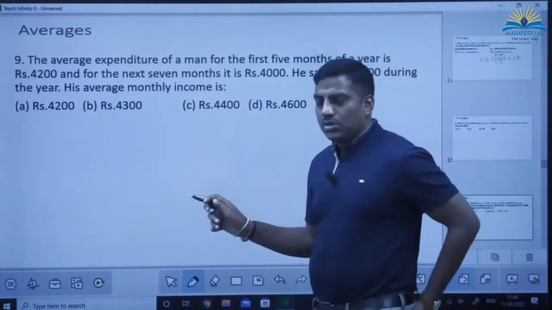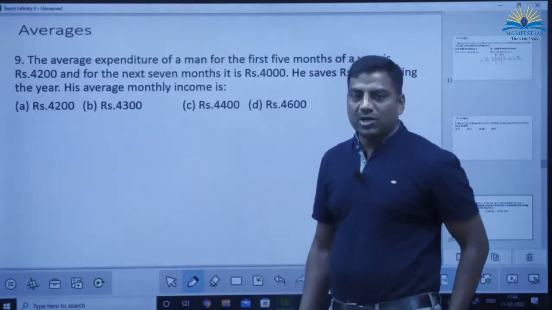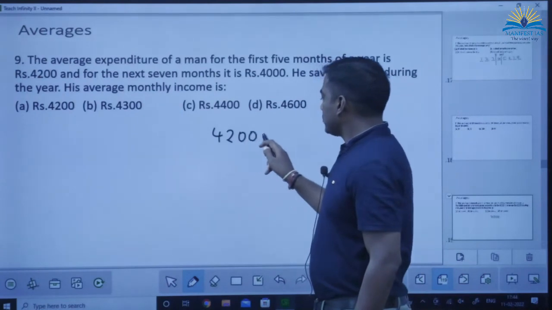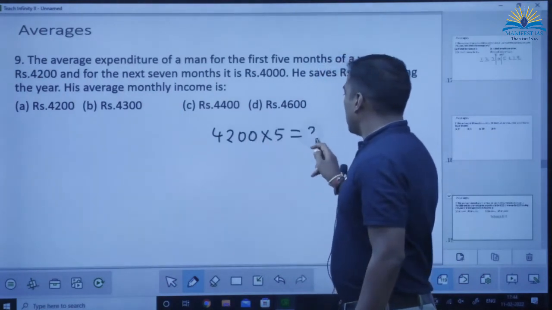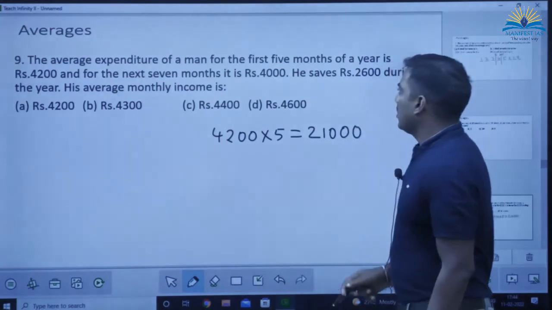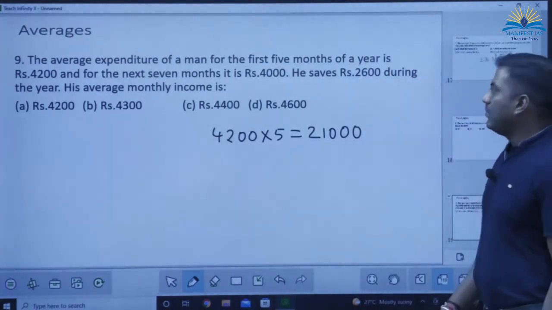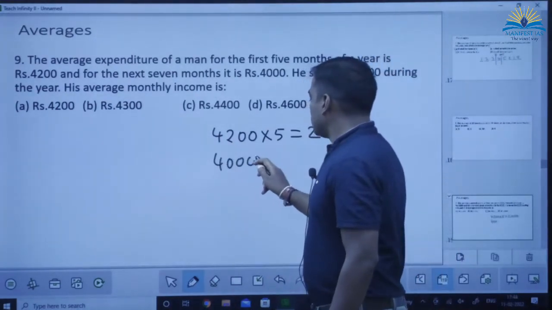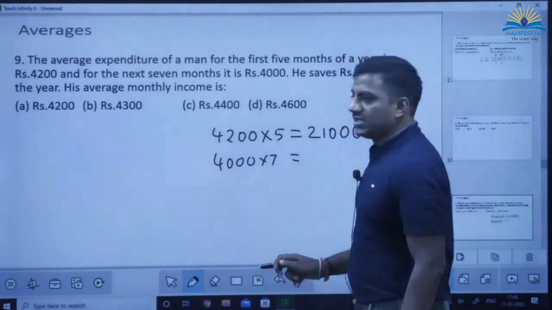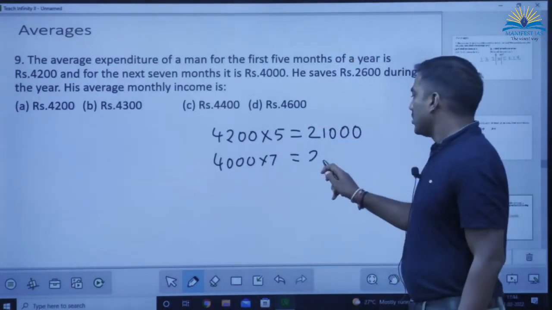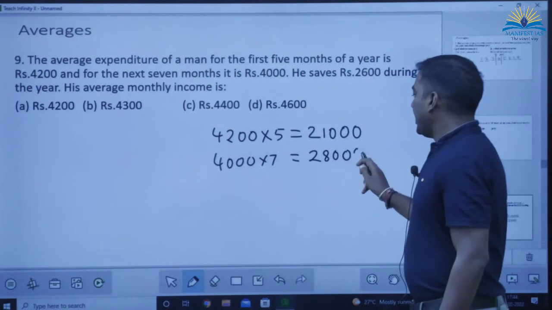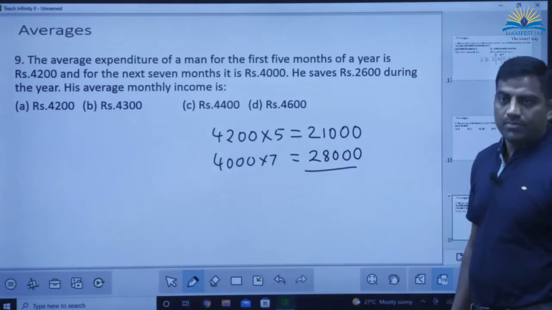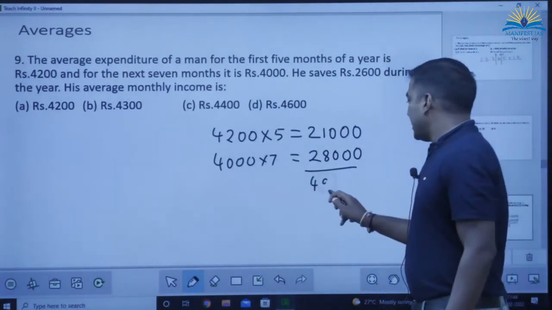So what will be the sum of the expenditures for first 5 months? 4,200 into 5. This is 21,000. Then, next 7 months, his average expenditure is 4,000 for next 7 months. So what is the total? 28,000. What is the total expenditure of him in a year? 49,000.